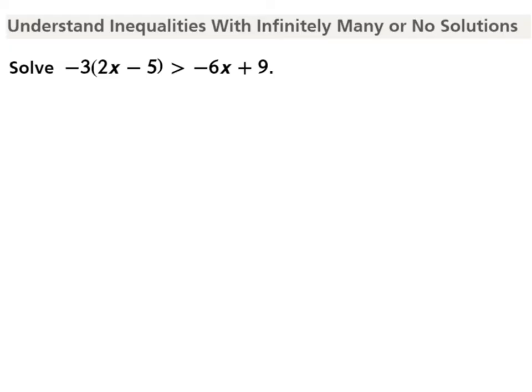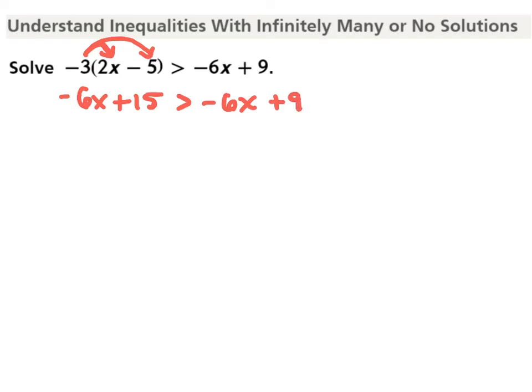In this example, we're going to discuss inequalities with infinitely many and no solutions. First, let's focus on solving this inequality. In order to do so, I would first have to distribute the negative 3. So negative 3 times 2x is negative 6x, and negative 3 times negative 5 is plus 15. And it stays as greater than negative 6x plus 9.